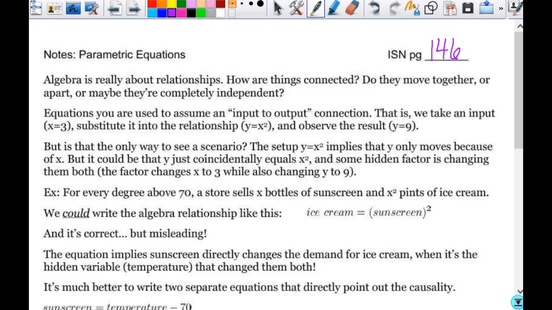But so it says algebra is really about relationships. How are things connected? Do they move together or apart, or maybe they're completely independent? Equations that you're used to, what you've done mathematically up till now, you use that input-output because we talk about functions a lot, right? So if we have x equals 3 and we have the equation y equals x squared, we can substitute in the 3 for x and we get y equals 9. Boom, input-output. Make sense? Okay.